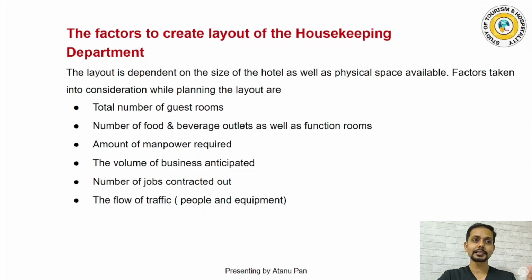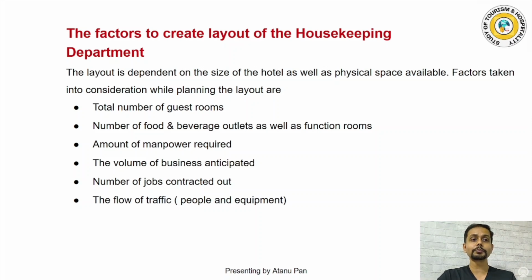Next, the number of F&B outlets as well as function rooms. If a hotel has more food and beverage outlets, selling outlets, or function rooms, definitely the housekeeping department will be bigger to store all the F&B linens and so on. Next, the amount of manpower required. When the manpower is more, then definitely the housekeeping department should be much bigger.